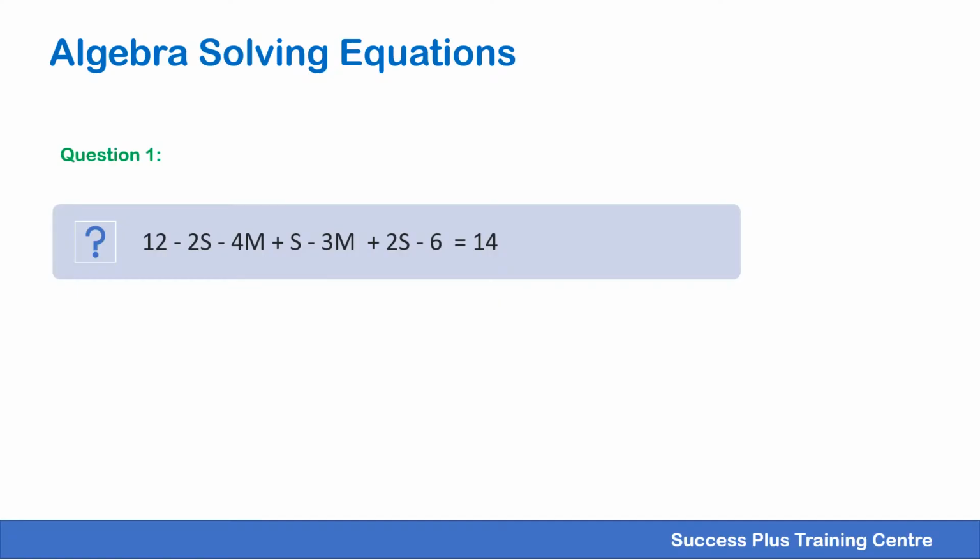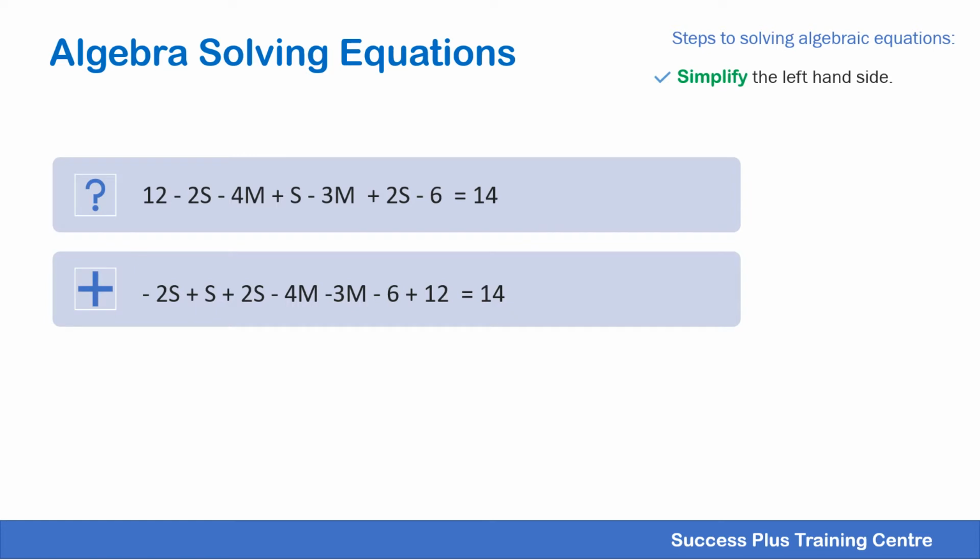Question number 1. 12 take away 2s take away 4m plus s take away 3m plus 2s take away 6 equals 14. Pause the video and have a go to solve this equation. You should now know to solve algebraic equation, the first thing you need to do is to simplify the left-hand side of the equation. In this case, we can simplify the left-hand side by adding and subtracting similar terms only. Going back to the question, this means minus 2s plus 2s minus 4m minus 3m minus 6 plus 12 equals 14.